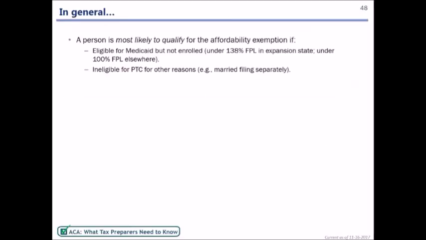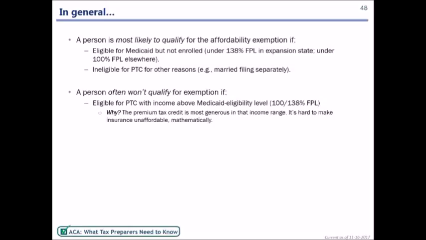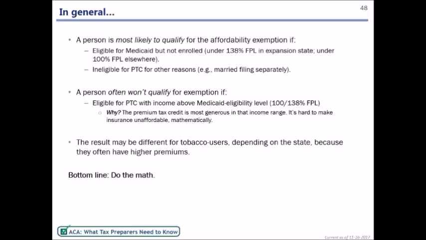A person is going to be most likely to qualify for the affordability exemption if they're eligible for Medicaid and not enrolled, people like Summer. Or if they're ineligible for PTC for other reasons, like because they're married filing separately. A person is often not going to qualify for this exemption if they have income just above 138%. And that's because the premium tax credits are the most generous there. And so it's hard to make insurance look unaffordable mathematically, so you need to look for some other exemption.